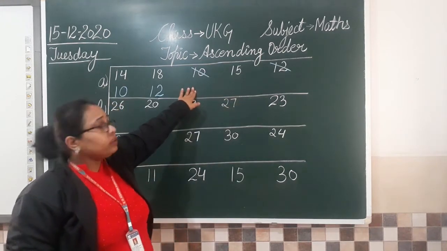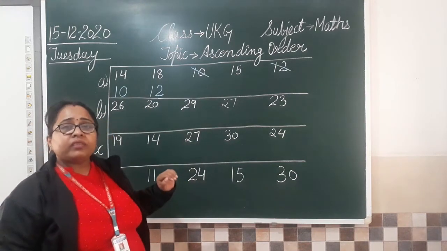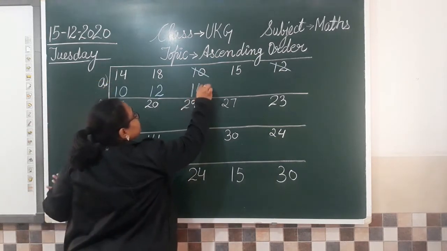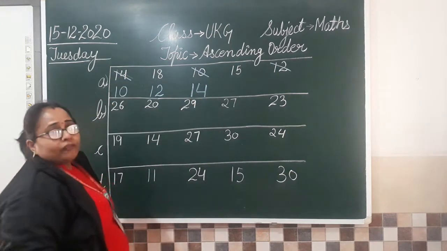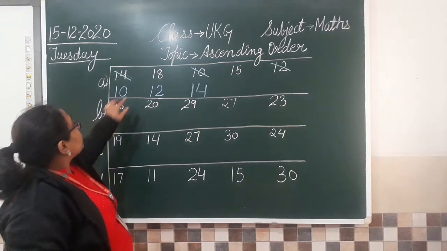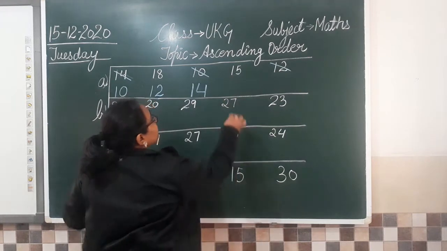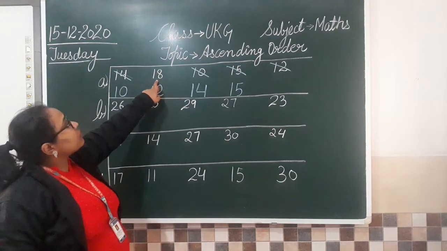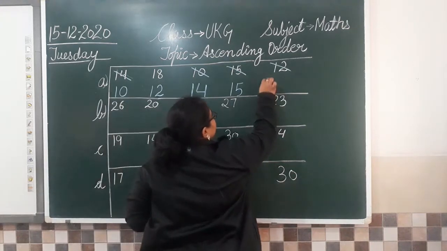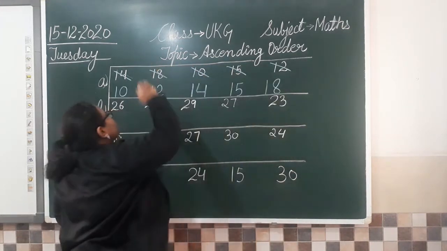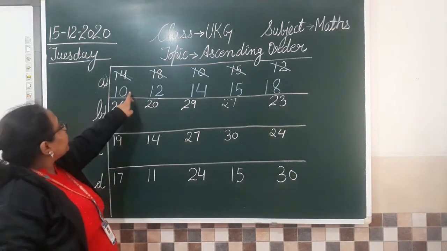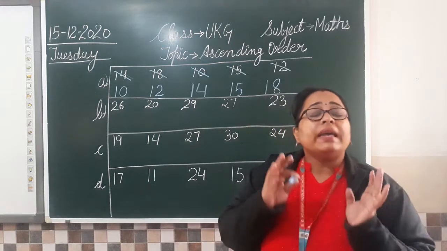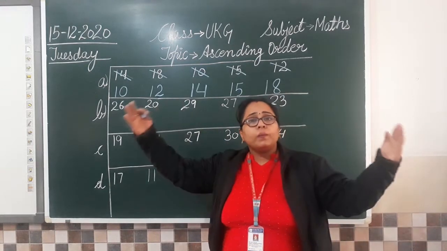After 12 we have 13, but 13 is not given to us. Then what comes after... a proper ascending order. That is from smallest to biggest.